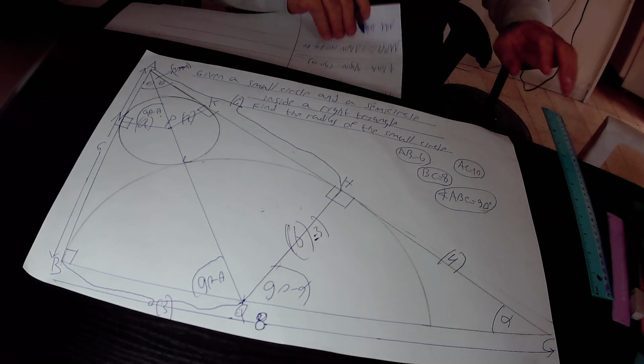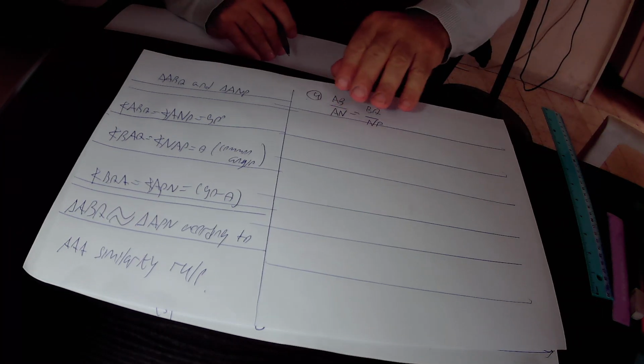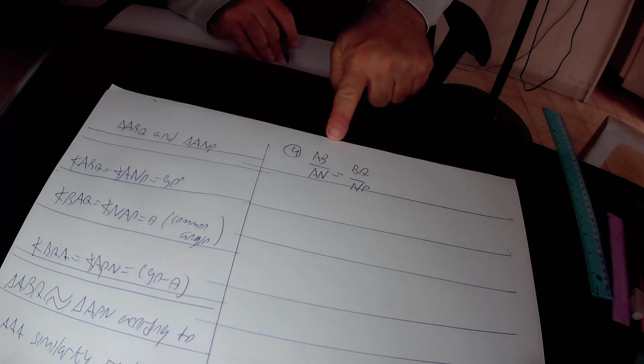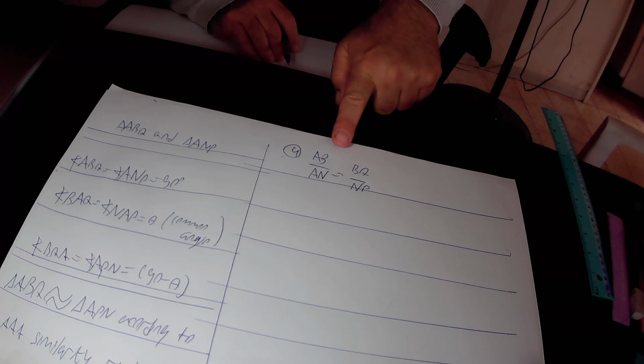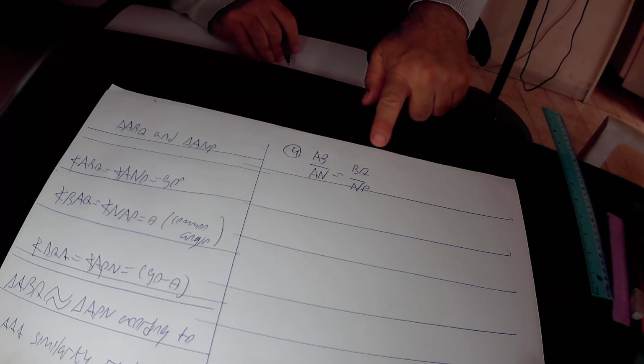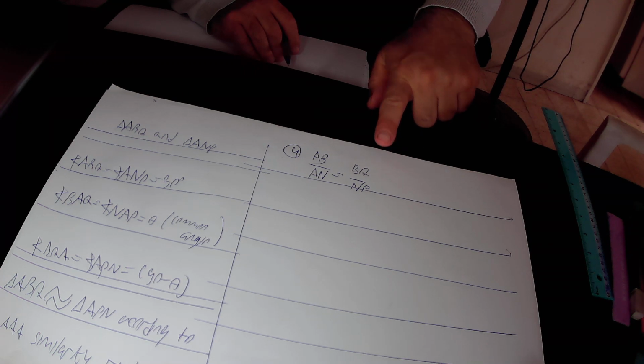Repeating again, we will derive that side AB of the big right triangle ABQ over side AN of the small right triangle ANP equals side BQ of the big right triangle ABQ over side NP of the small right triangle ANP.